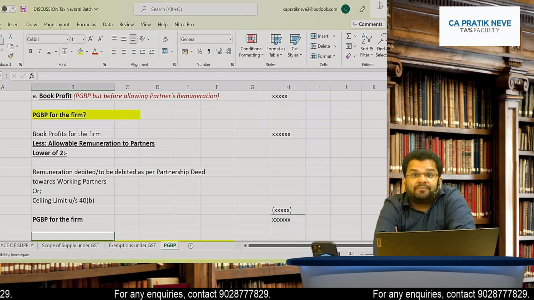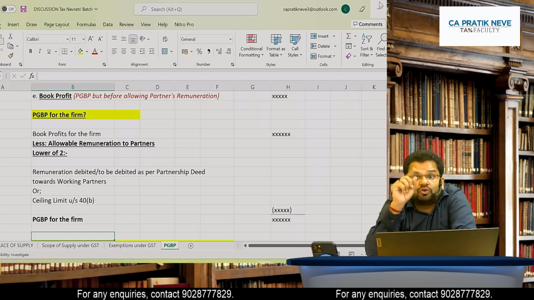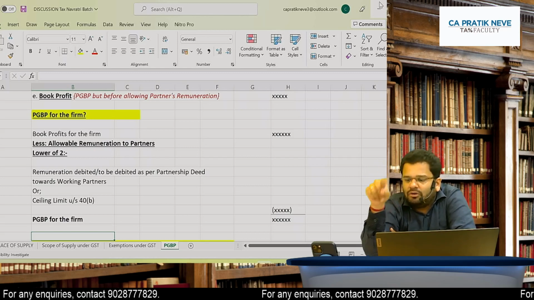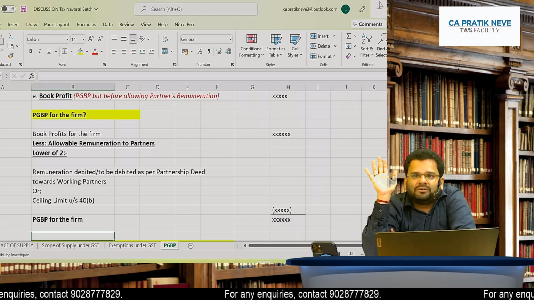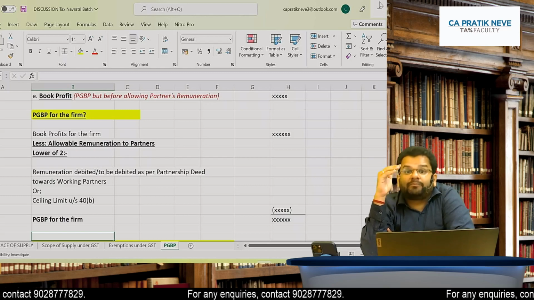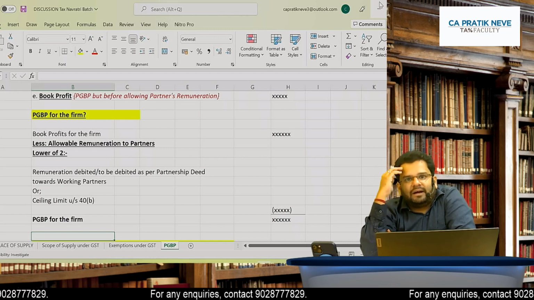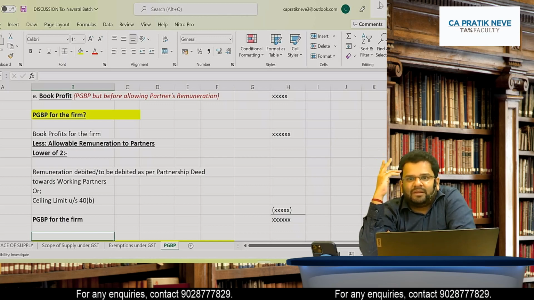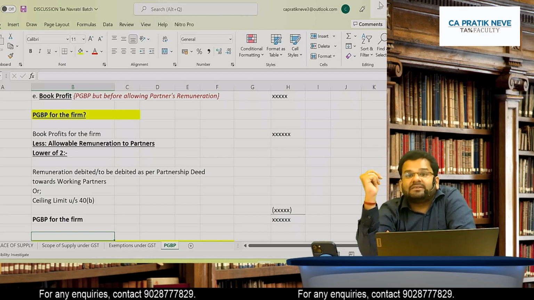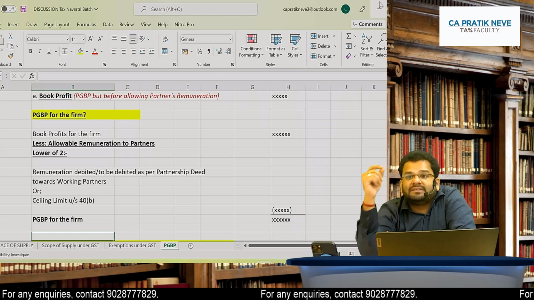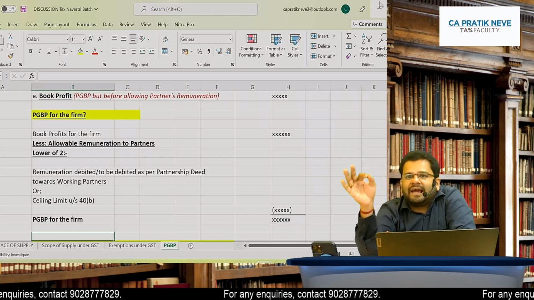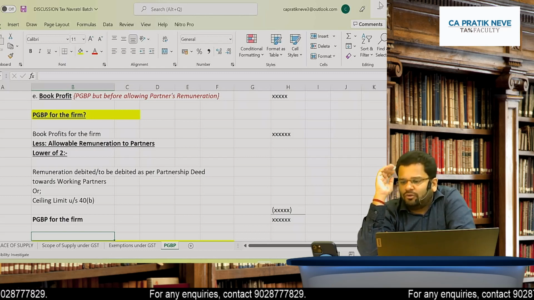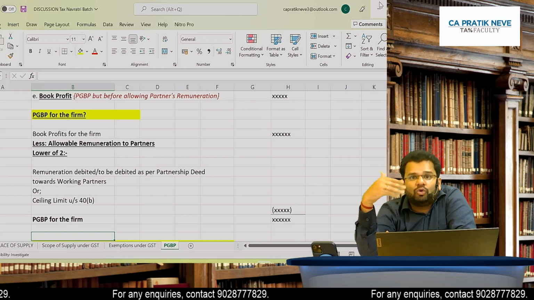Now friends, in this case, if the firm wants to give 7 lakhs, how much will be allowed? Allowed will be 6,90,000. Agreed? I will go one step ahead and tell you what the PGBP will be in this case. Book profit 10 lakh minus allowed remuneration 6,90,000, so 3,10,000. Very good. Understood, all of you? One or two more points I want to tell you.